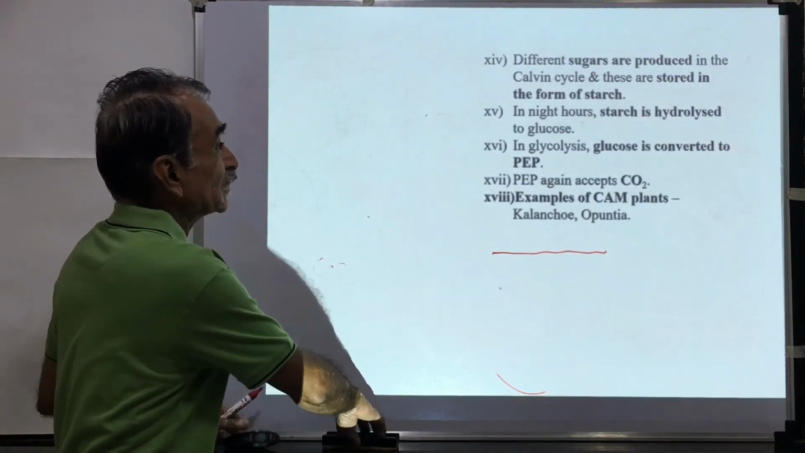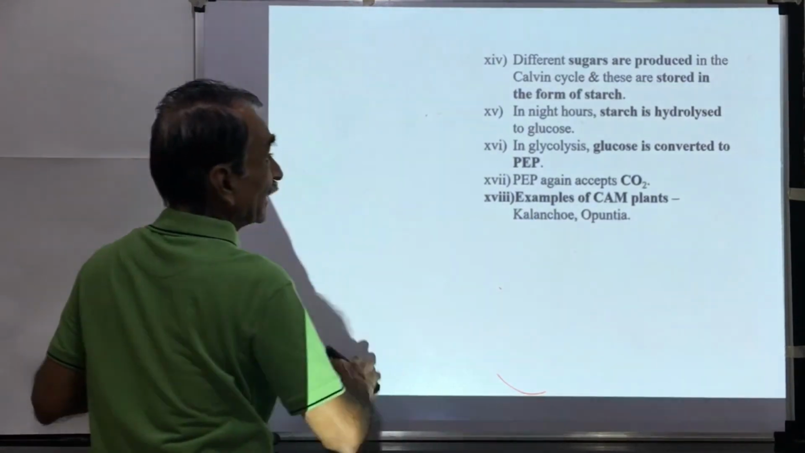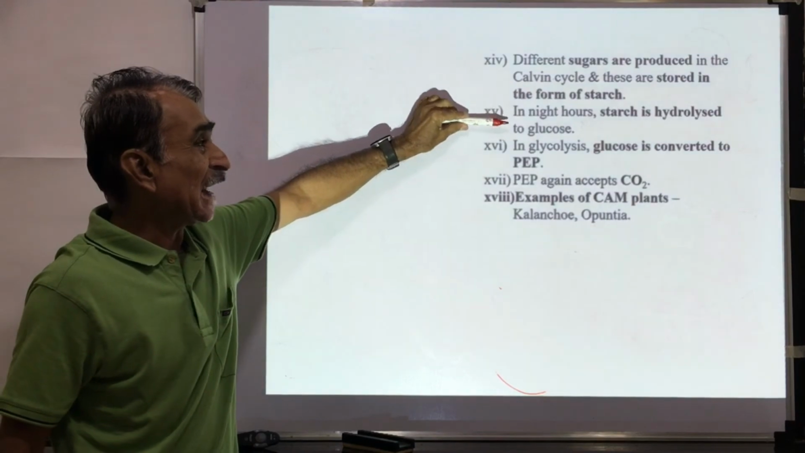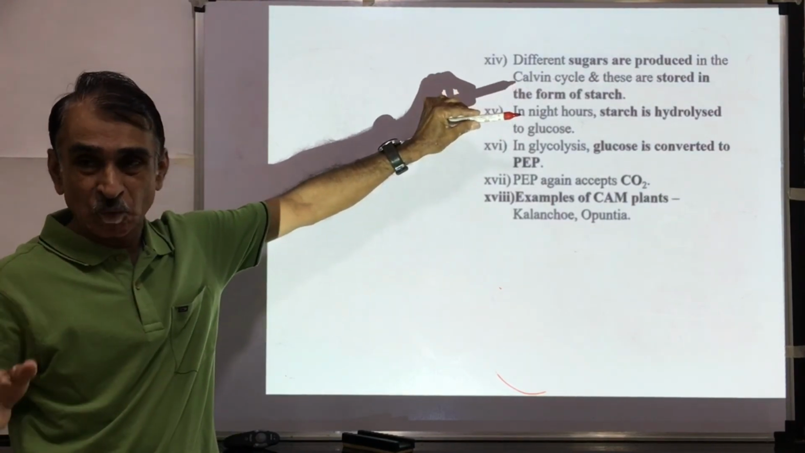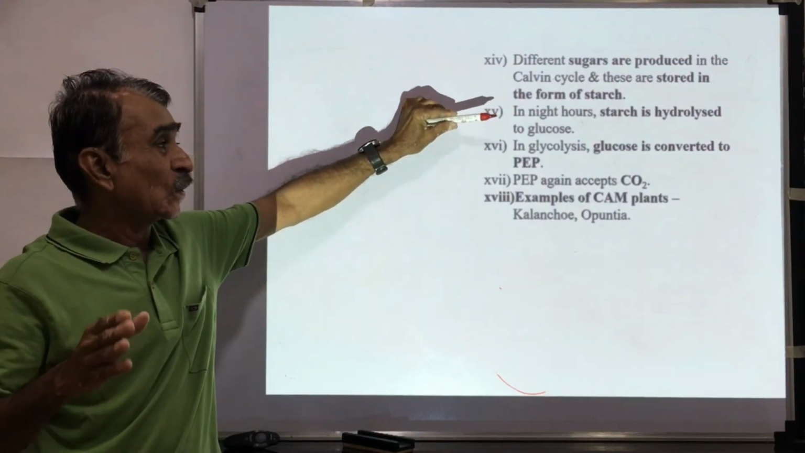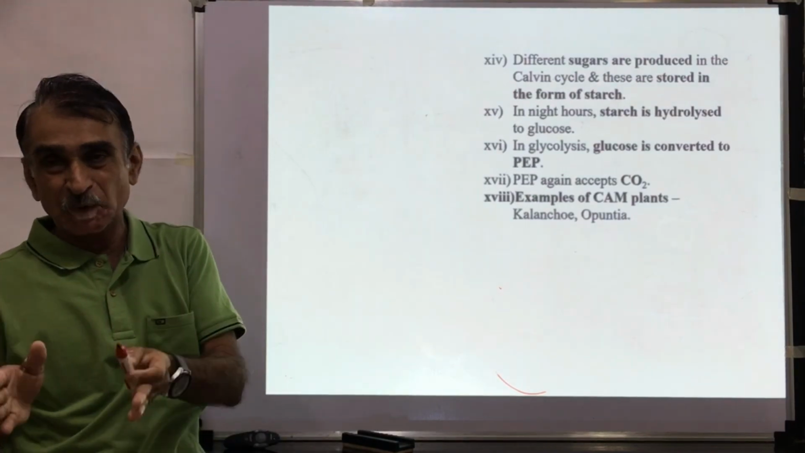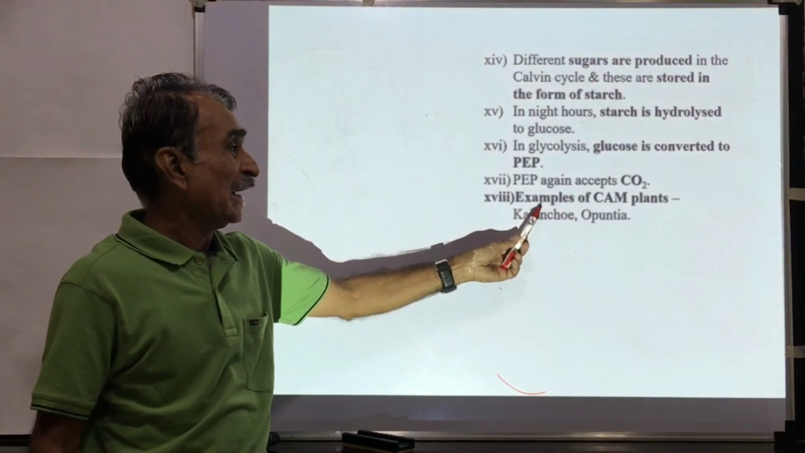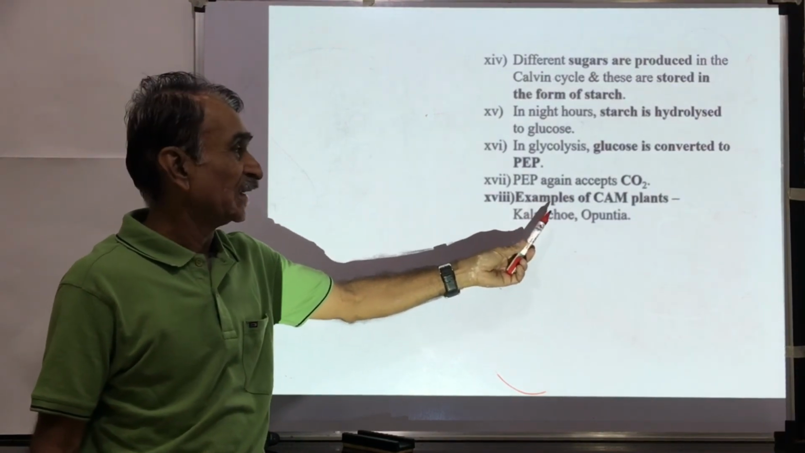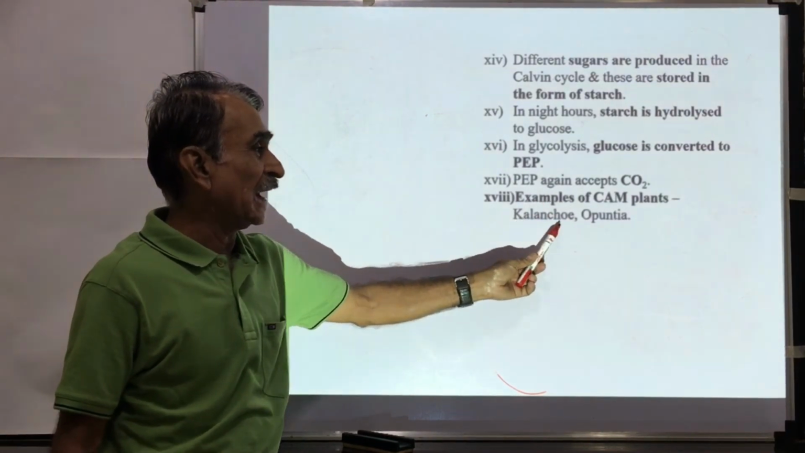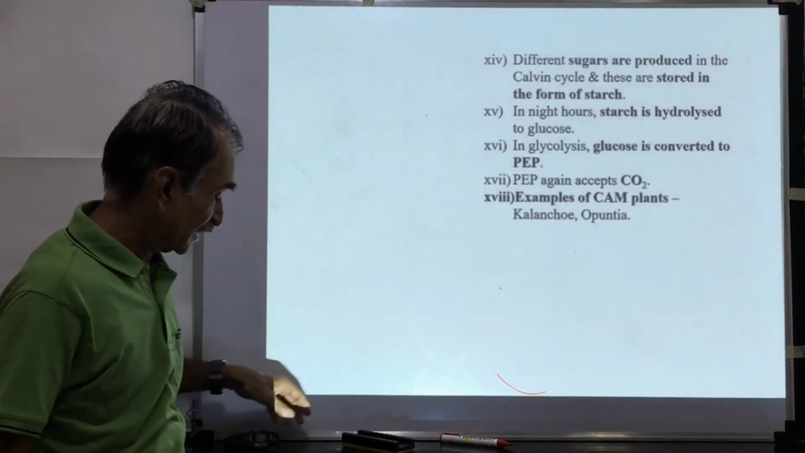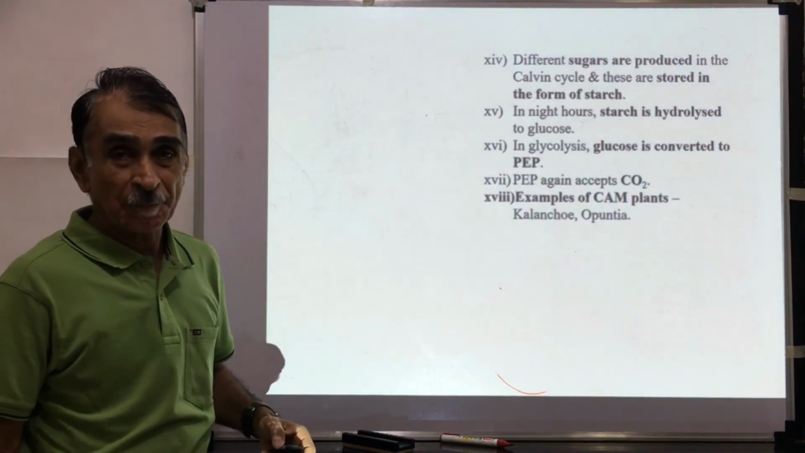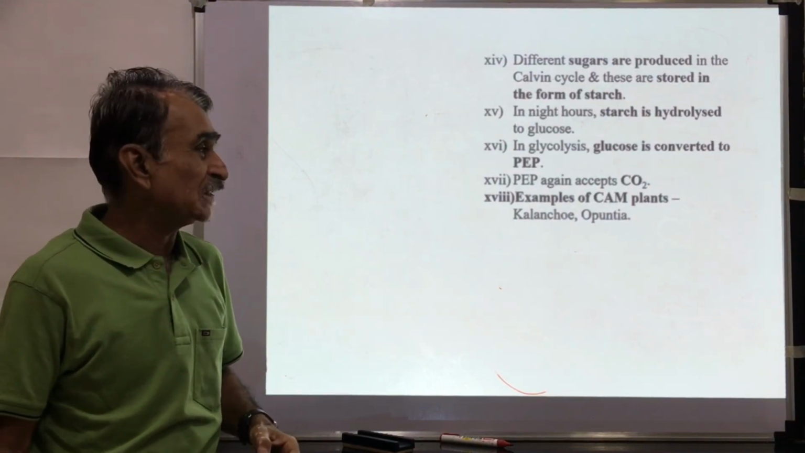Different sugars are produced in the Calvin cycle, and these are stored in the form of a starch. In the night hours, starch is hydrolyzed to glucose, and glucose is converted into PEP by the process of glycolysis. PEP again accepts the CO2. Examples of CAM plants are Kalanchoe and Opuntia. म्हणजे पानफुटी आणि Opuntia म्हणजे निवडुंग.